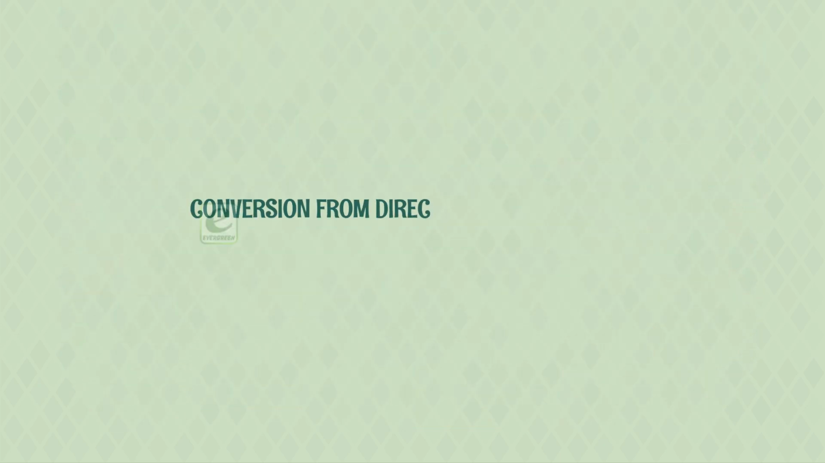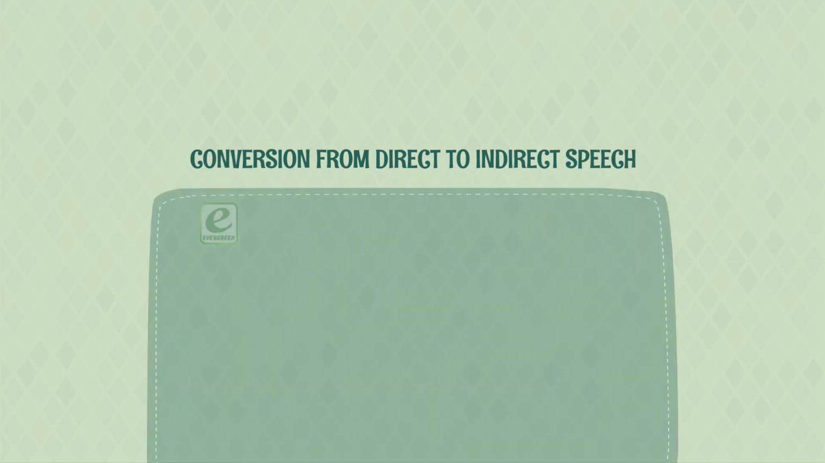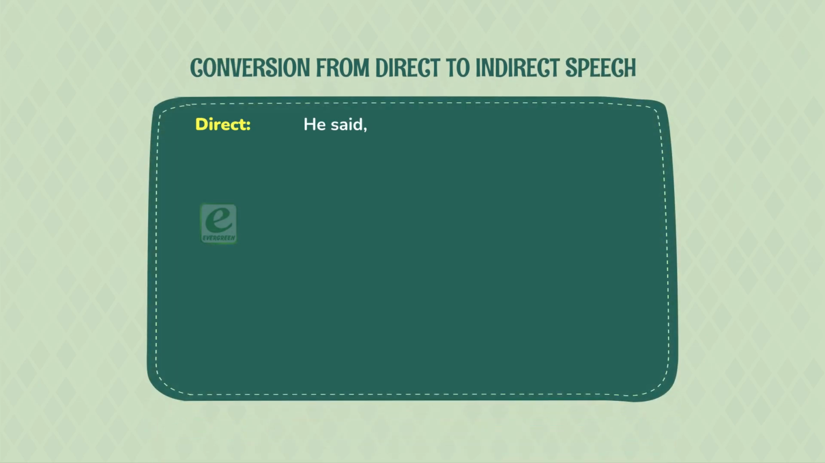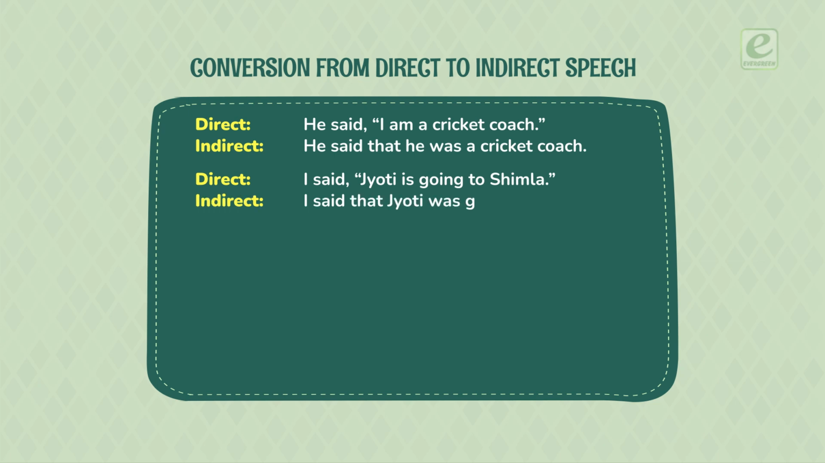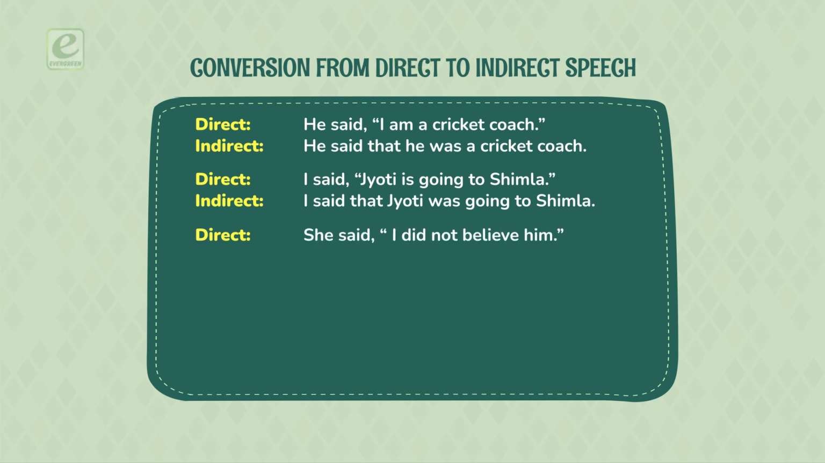Conversion from direct to indirect speech. Direct, he said, "I am a cricket coach." Indirect, he said that he was a cricket coach. Direct, I said, "Jyoti is going to Shimla." Indirect, I said that Jyoti was going to Shimla. Direct, she said, "I did not believe him." Indirect, she said that she had not believed him.